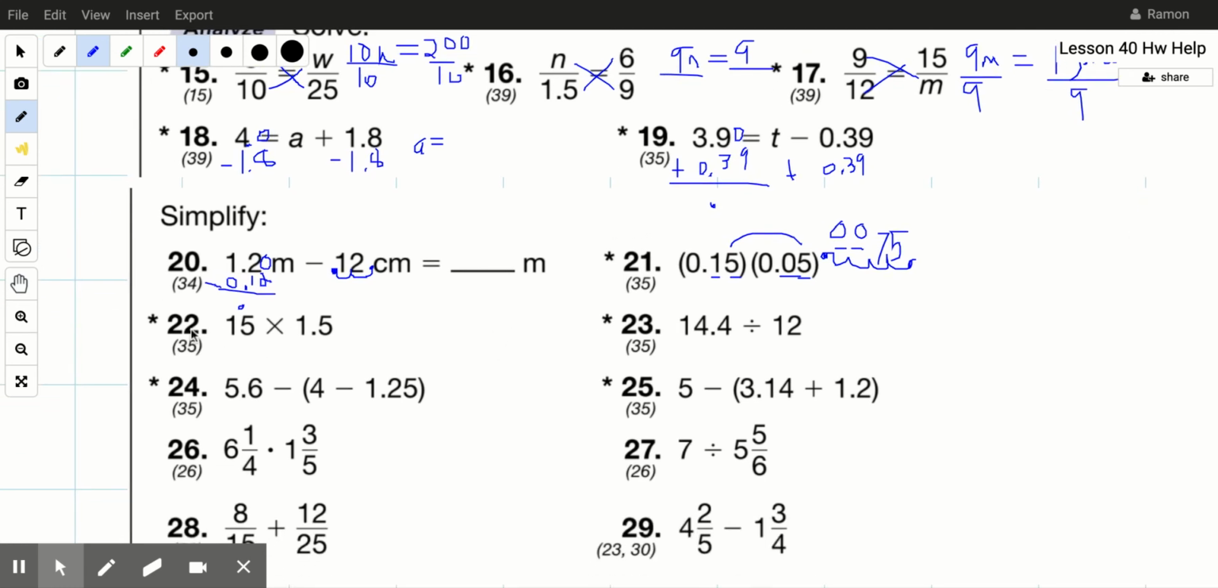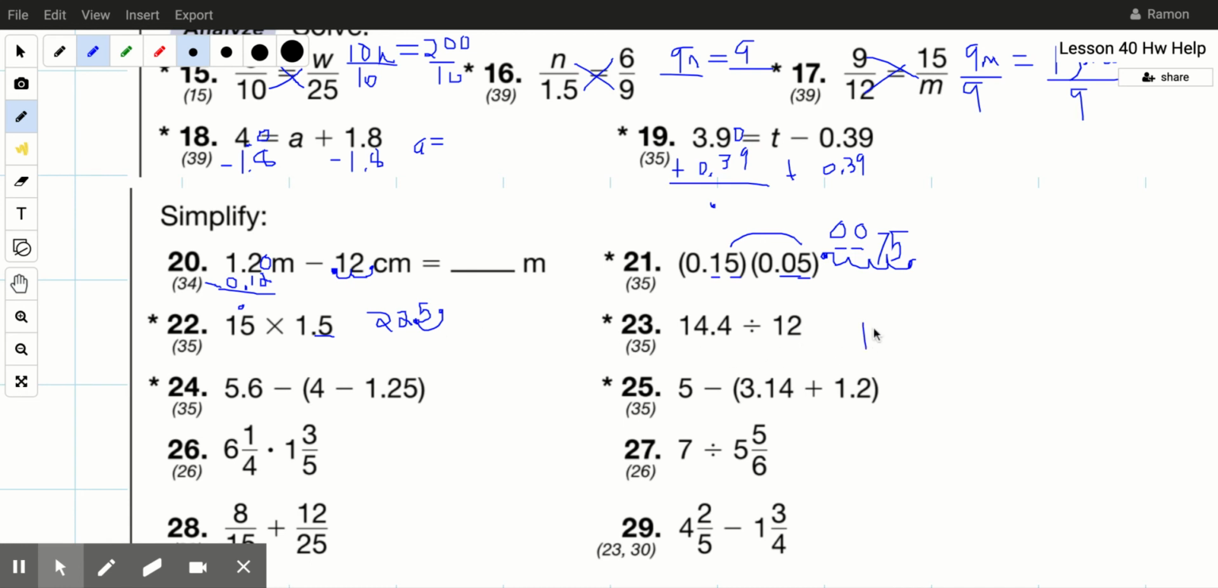All right, 22, 15 times 1.5 is the same thing. Ignore the decimal for now. 15 times 15, 225. That's a perfect square. And then count the number of digits after the decimals. Only 1. So then we move the decimal to the left once.